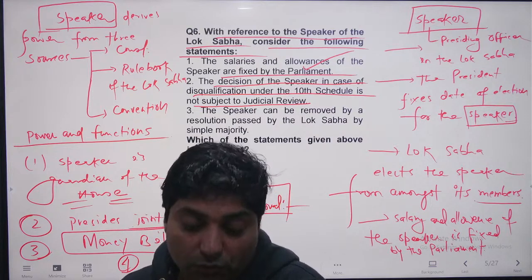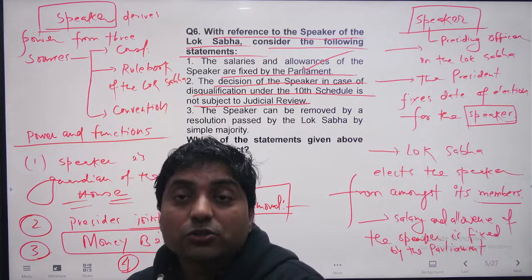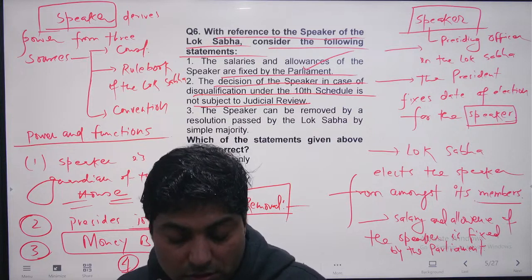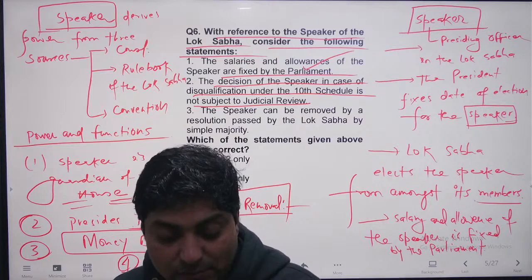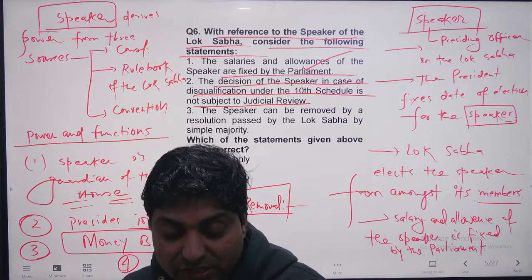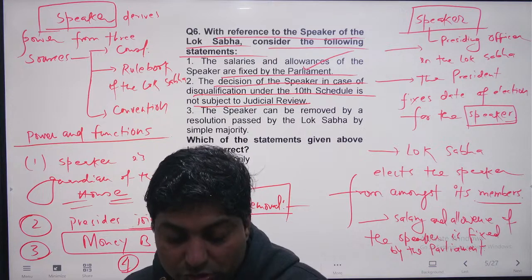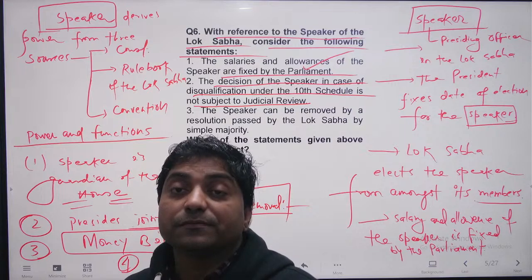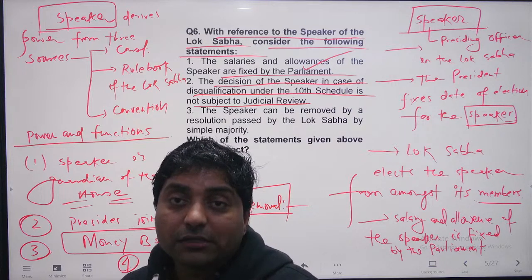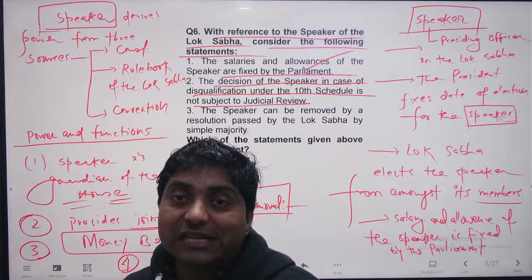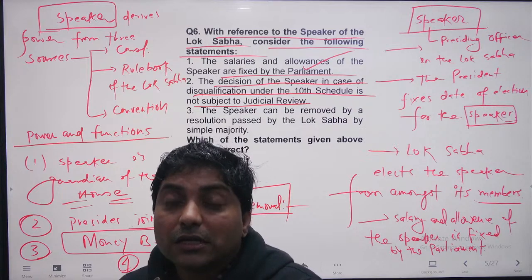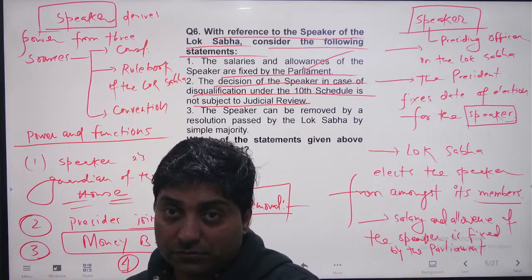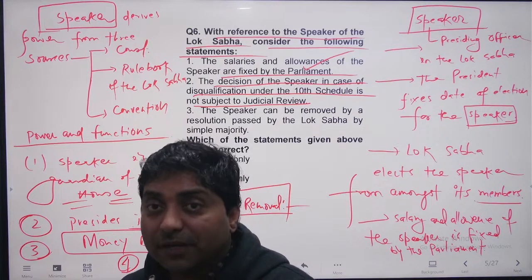But in 1994, in the Kihoto Hollohan case, the Supreme Court said that the Speaker of the House has the authority to decide in the case of disqualification under the 10th Schedule. But their decision can be reviewed by the court, right? It can be reviewed by the court.